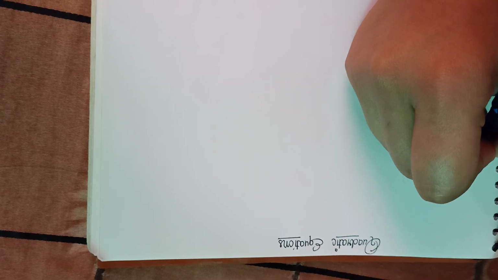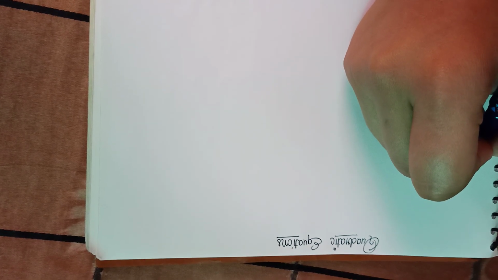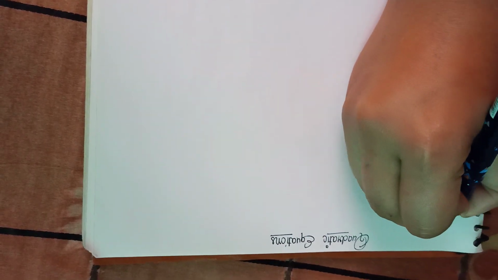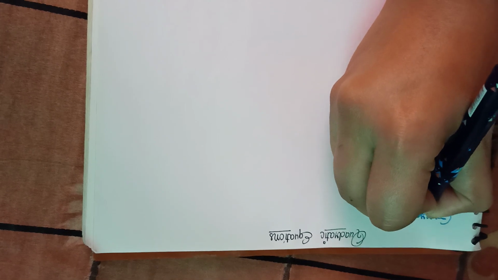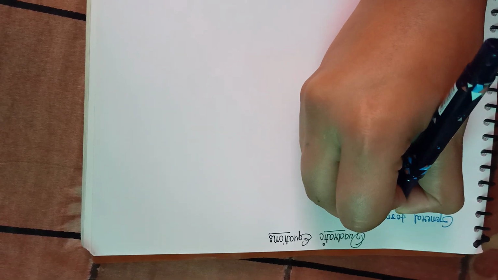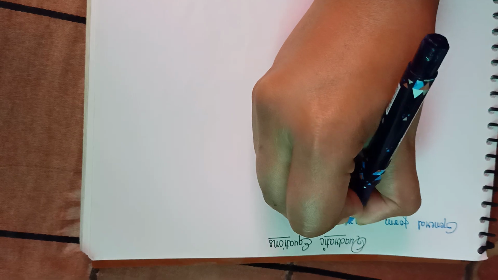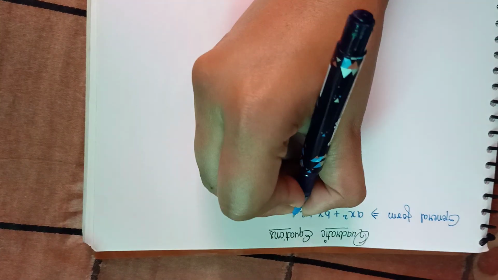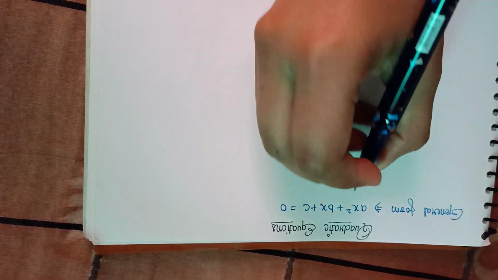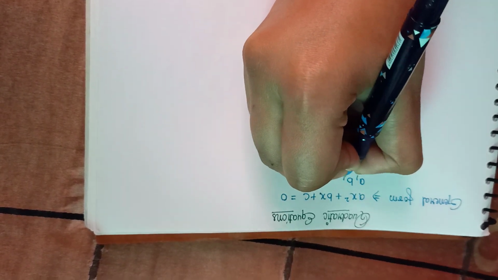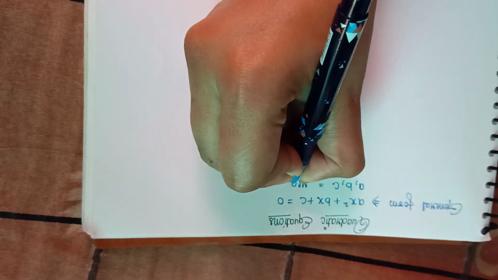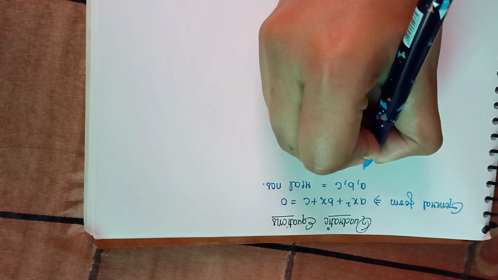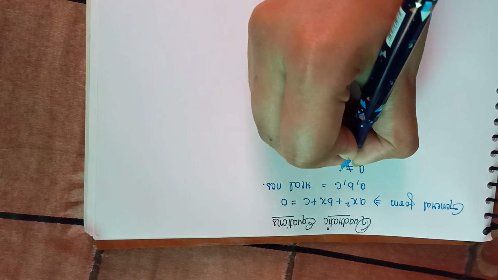Hello, this is Komal with the topic of class 10, which is quadratic equation. So, the general form of the quadratic equation in the variable x is ax square plus bx plus c equals to 0, where a, b and c are real numbers. We should also keep in mind that a should not be equal to 0.